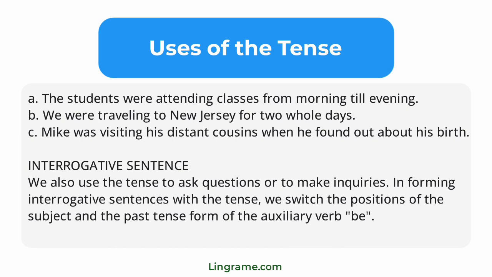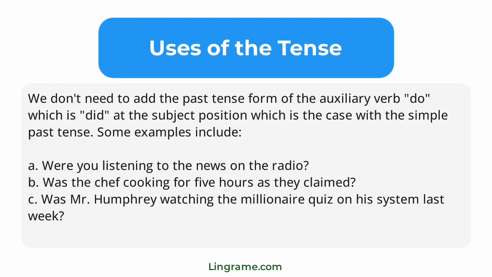Interrogative sentence. We also use the tense to ask questions or to make inquiries. In forming interrogative sentences with the tense, we switch the positions of the subject and the past tense form of the auxiliary verb, be. We don't need to add the past tense form of the auxiliary verb, do, which is, did, at the subject position, which is the case with the simple past tense.